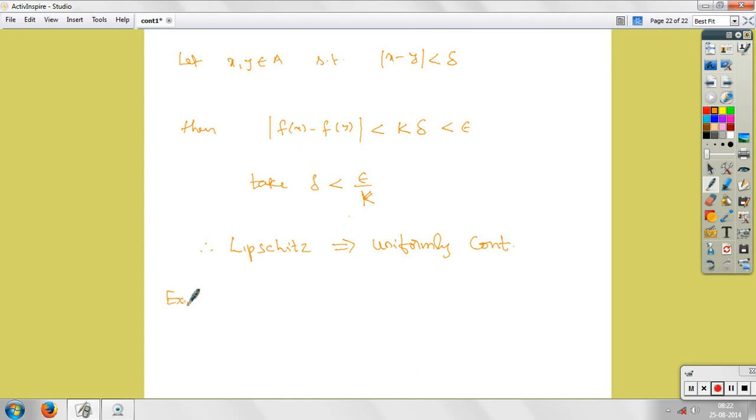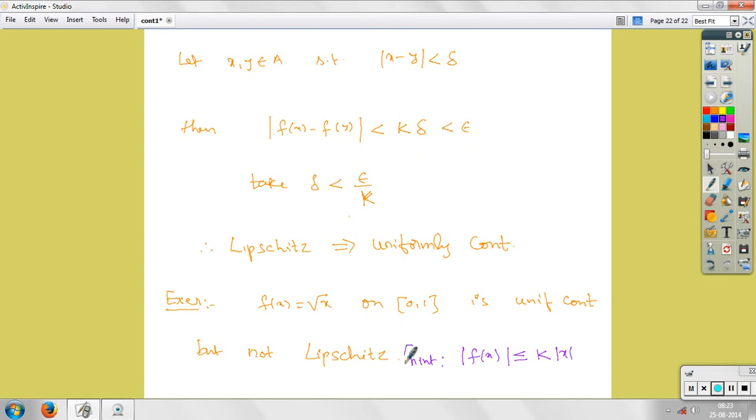So I leave it to you to check that f of x equal to root x from 0 to 1 is uniformly continuous but not Lipschitz. So here the hint is that suppose there exists a k such that mod f of x minus f of y, in particular with y equal to 0, is less than or equal to k times mod x. So this is the hint. Does there exist a k satisfying this condition?